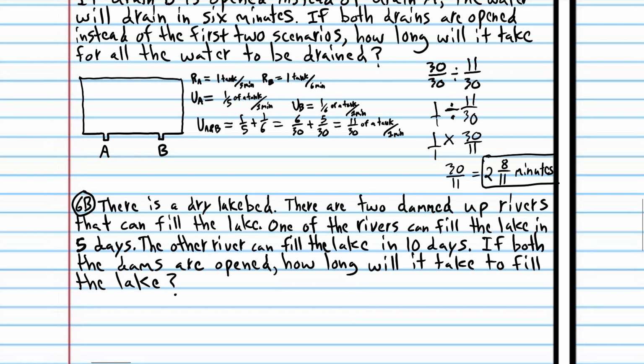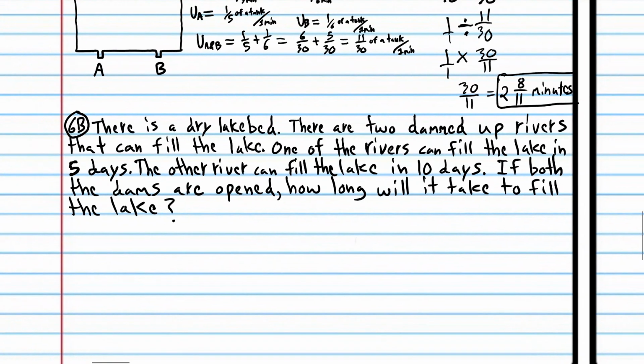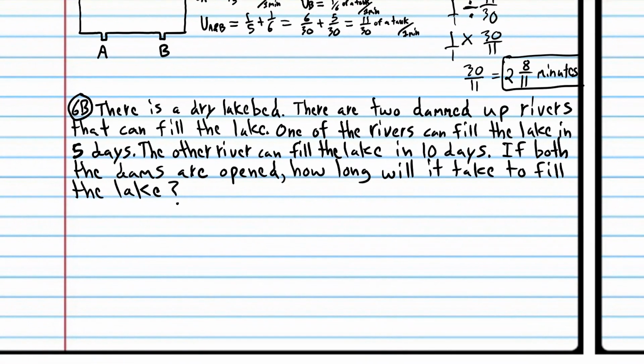So all that said, I'm now going to go a little faster here, because I don't want you to think that that problem needs to take a long time necessarily. The concepts are fairly advanced, but anyway, let's see. There's a dry lake bed. There are 2 dammed up rivers that can fill the lake. So dams just block the rivers. One of the rivers can fill the lake in 5 days if the dam is open. The other river can fill the lake in 10 days if its dam is open. If both dams are opened, how long will it take to fill the lake?